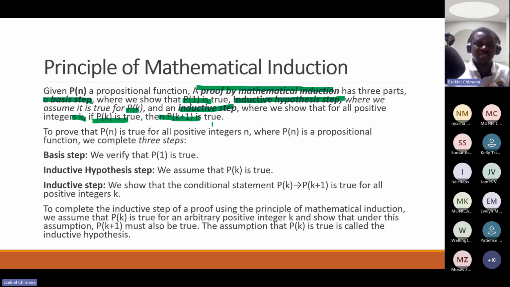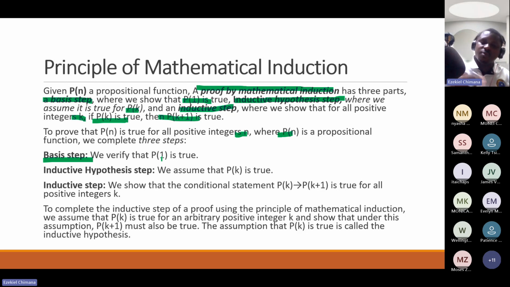And the given statement is true if you find it to be true. So to prove that P(n) is true for all positive integers n, where P(n) is a propositional function, we complete 3 steps. The basis step, we verify that P(1) is true. When I say P(1), you can put any number which is within the required set, right?